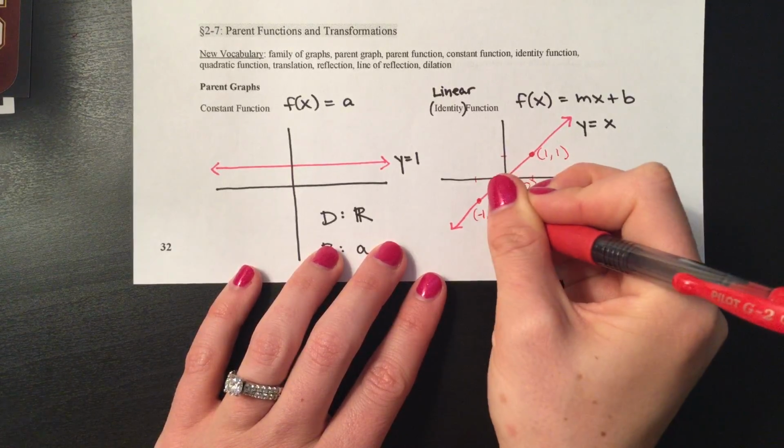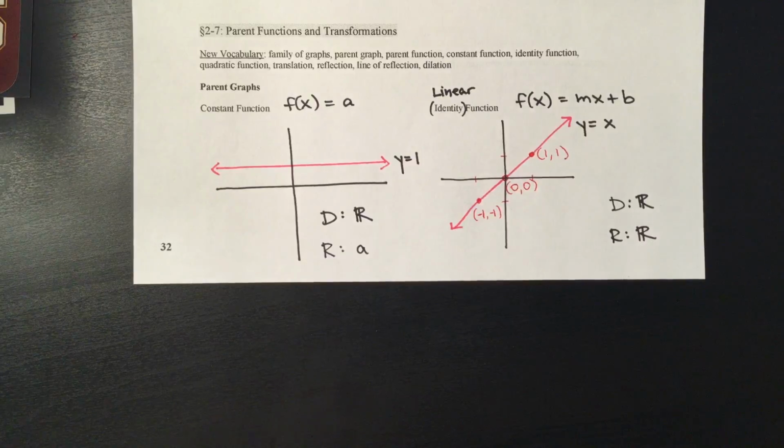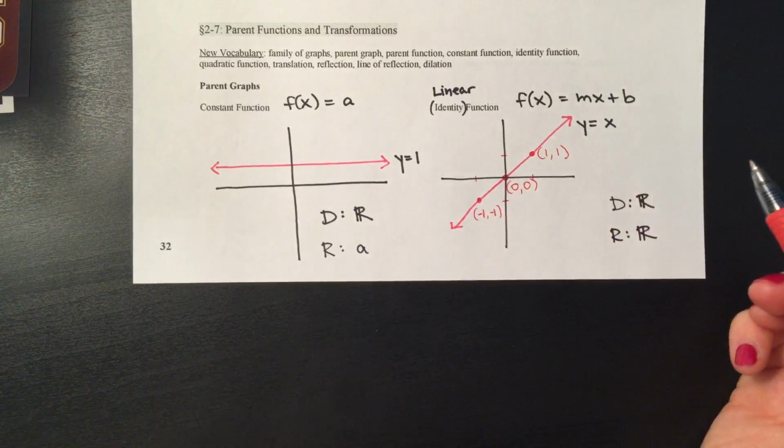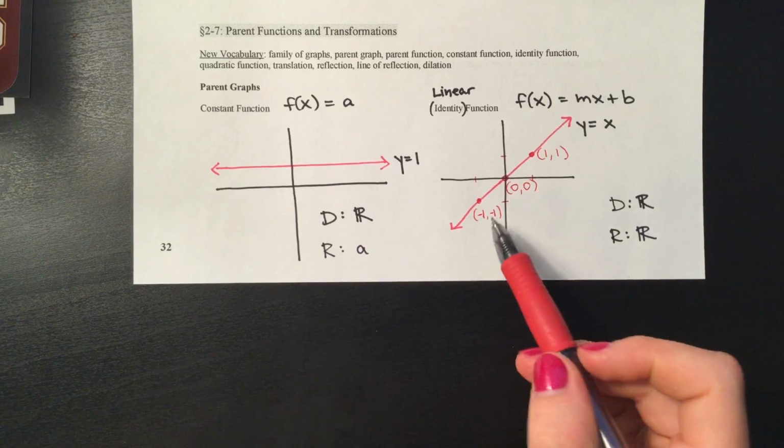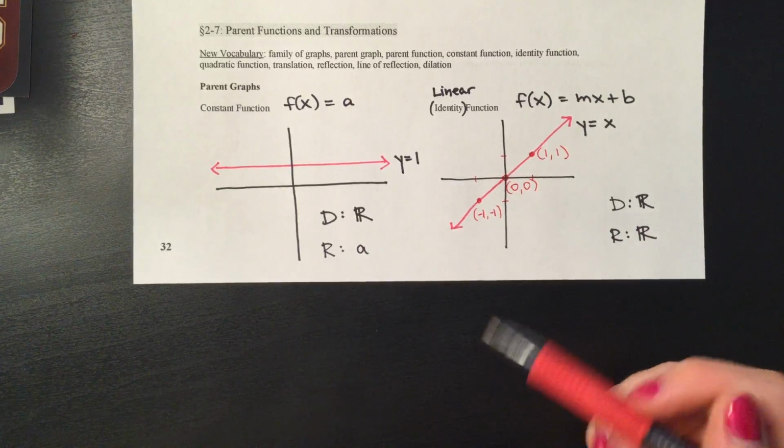Okay, so when we start doing transformations, we're going to be doing these transformations of these 3 points. So it's really important to know what 3 points the original function had. So these are the original points that you'll use for a linear function.